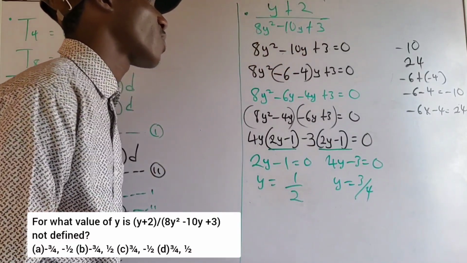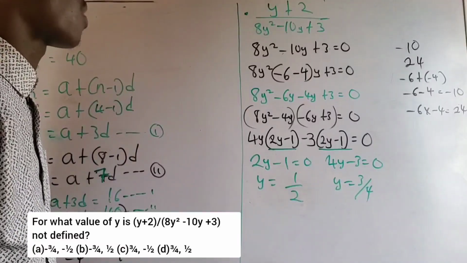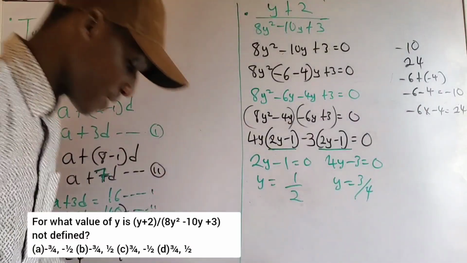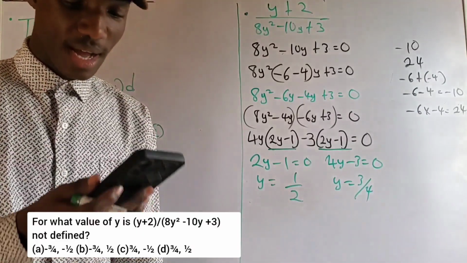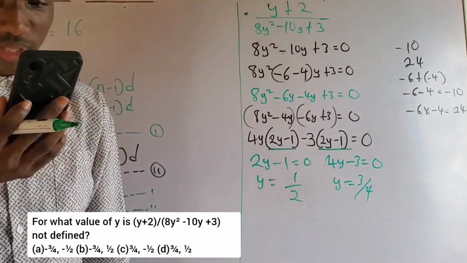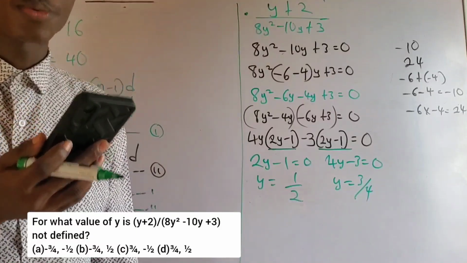So the values of y that will make the expression y plus 2 over 8y squared minus 10y plus 3 undefined are y equals 1 over 2 and 3 over 4. So the correct option to that question is option D.